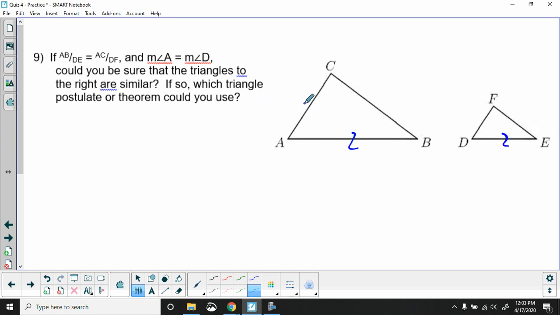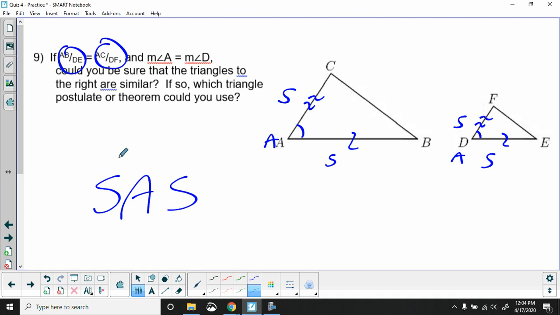Mark congruency, we have D. As you can see, it's being sandwiched. This is one of our postulates that we can be using. So SAS. Remember, SAS is used in congruency too, so don't confuse the two in this situation. But yes, these triangles are similar.